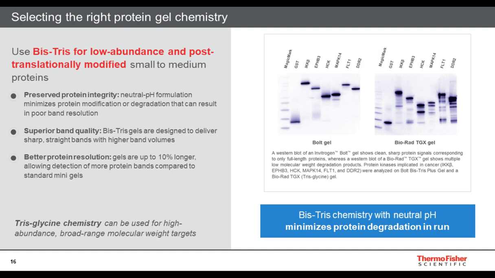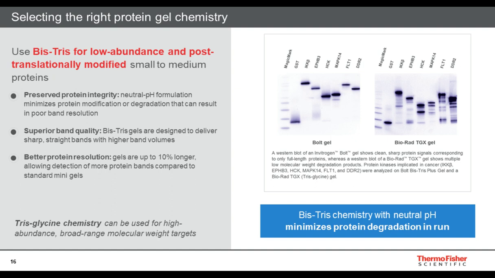When focusing on low abundant targets specifically, Bis-Tris gels can be an effective tool. For proteins of low abundance or for proteins with post-translational modifications, Bis-Tris gels help to provide improved band separation and overall detection quality. First off, Bis-Tris can help preserve the protein integrity within the sample. The neutral pH chemistry of the gel minimizes protein modifications or degradation that can cause poor band resolution.